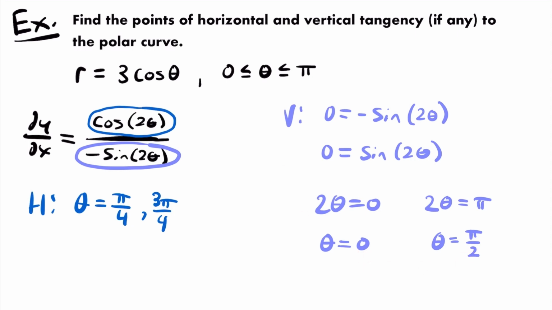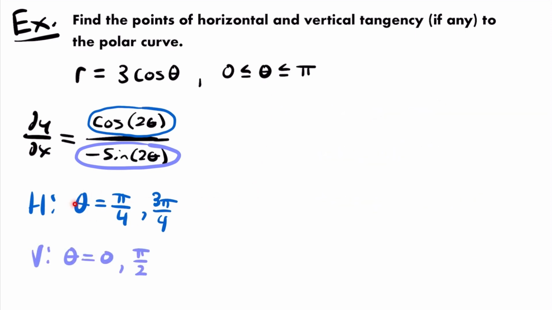Now what we have to do is plug in these values of theta into our polar equation to get the full polar coordinates, or the full points. So let's start by finding our points of horizontal tangency. For horizontal, our first angle is pi divided by 4, so if we plug that into our polar equation, we'll have 3 times cosine of pi divided by 4, and cosine of pi divided by 4 is the square root of 2 divided by 2, so we'll have 3 times the square root of 2 divided by 2. So our first point will be 3 times the square root of 2 divided by 2, comma pi divided by 4.